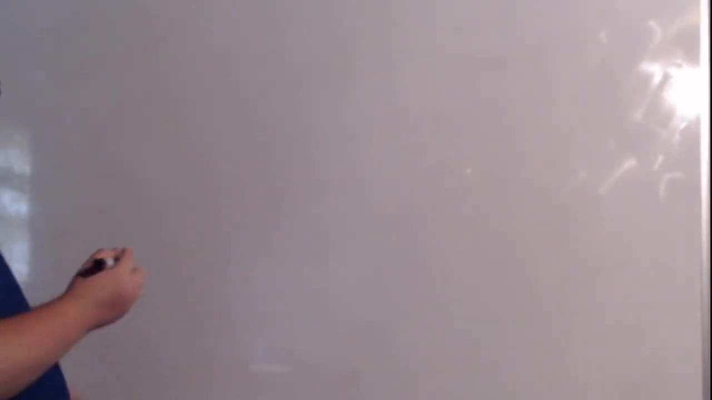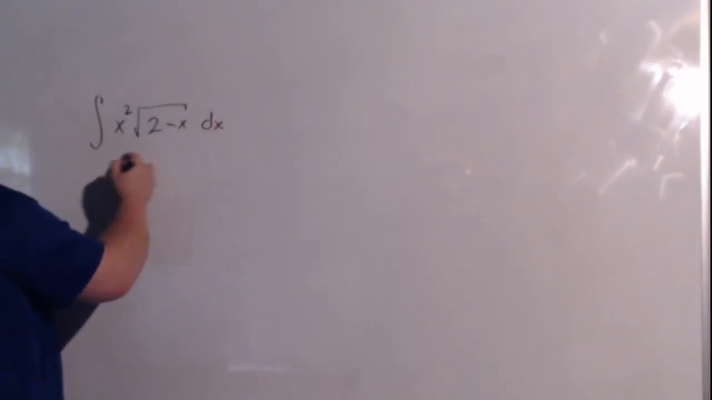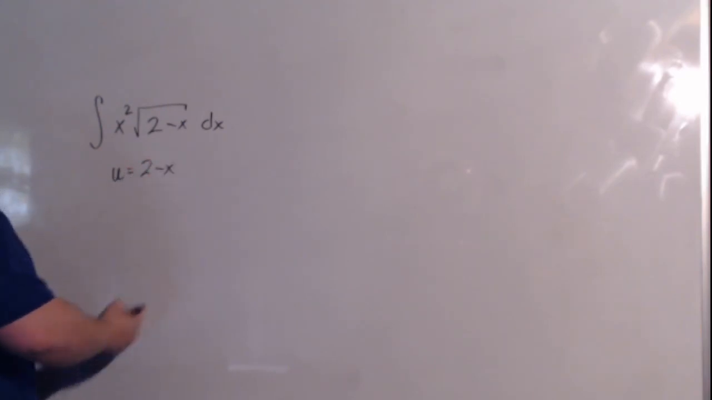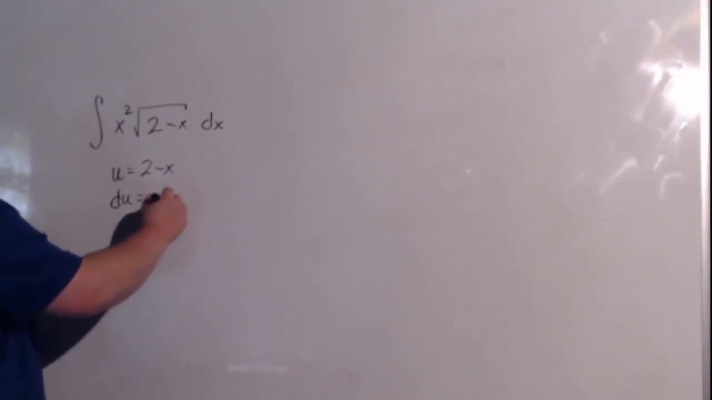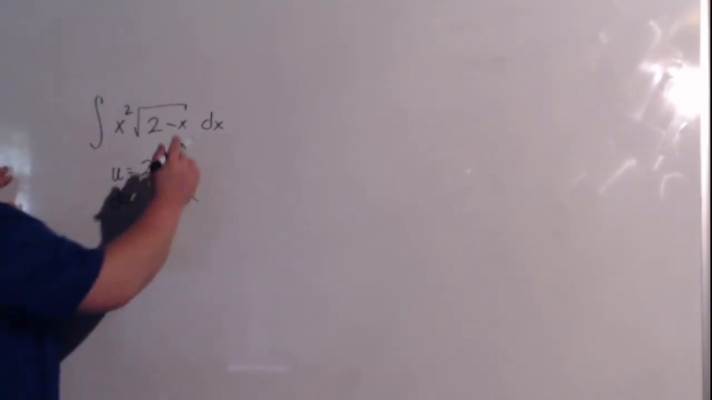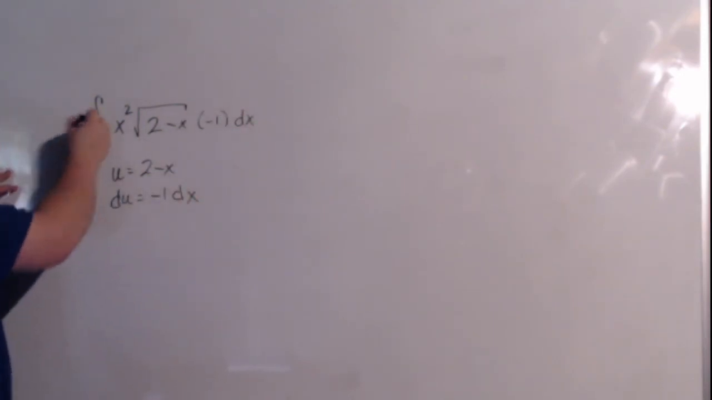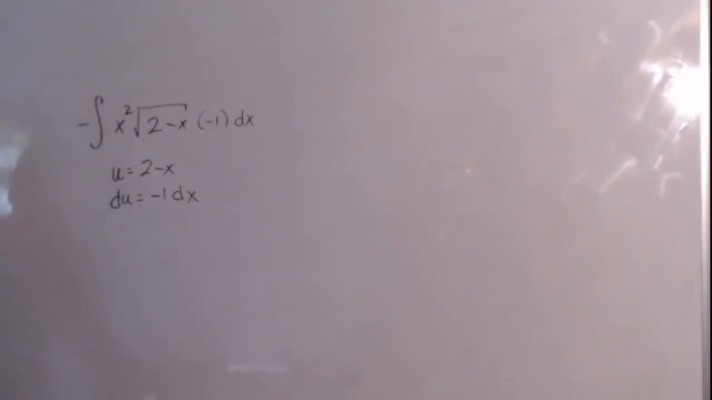Alright, so last example. I have the integral of x squared times the square root of 2 minus x dx. I'm going to let u equal 2 minus x. Du is minus 1 dx. So I need to introduce a -1 in here, and therefore a -1 out there. It doesn't matter if I divide or whatever on the outside, dividing and multiplying by -1 is the same thing.